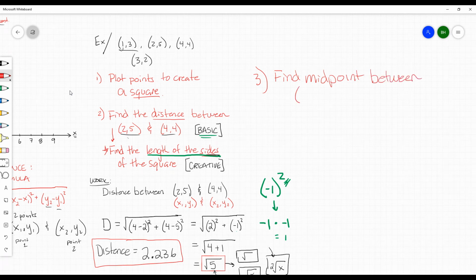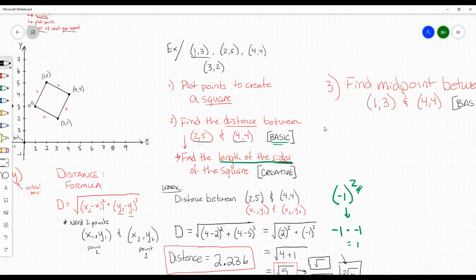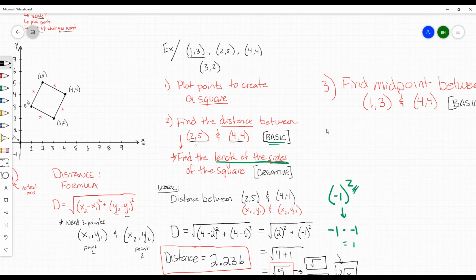Between, and this time we're going to use some opposite points, (1, 3) and (4, 4). Once again, this is a basic question. It tells you exactly what you need to be doing and where you need to be looking on your graph. In this case, we're going to be looking from here all the way across, and we're going to be finding the midpoint here.